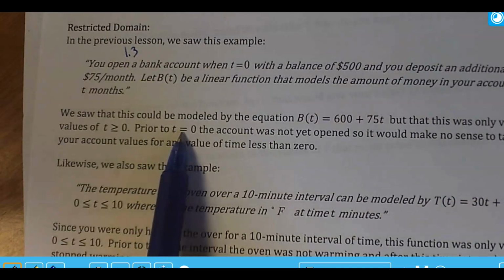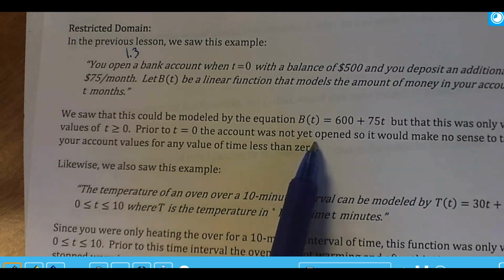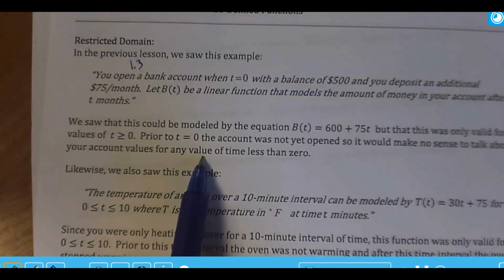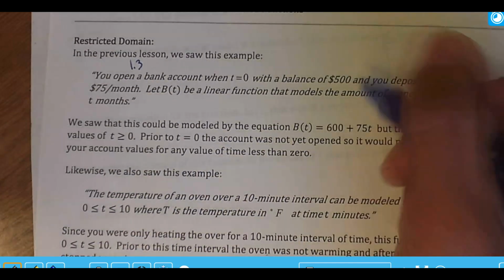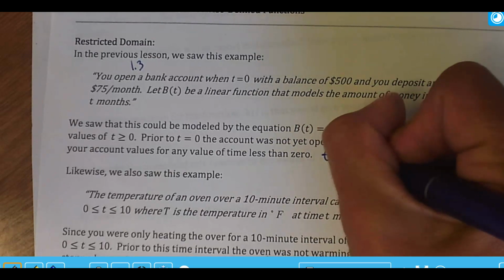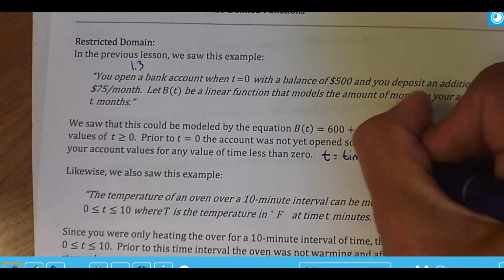But prior to t equaling 0, the account wasn't opened. So it wouldn't make sense to talk about your account values for any values of time less than 0. And to add to that, if t equals time, you can't have negative time.